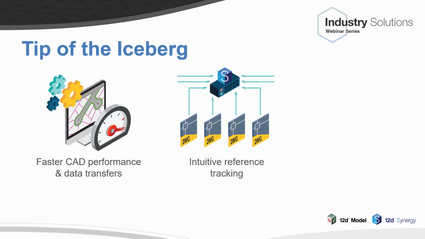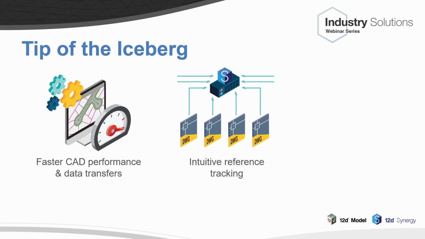Next, we have intuitive reference tracking, and what this is, is when 12D Synergy will intelligently recognize the links between your DWGs and other files. So say for instance a file is renamed or moved, those references won't be broken.